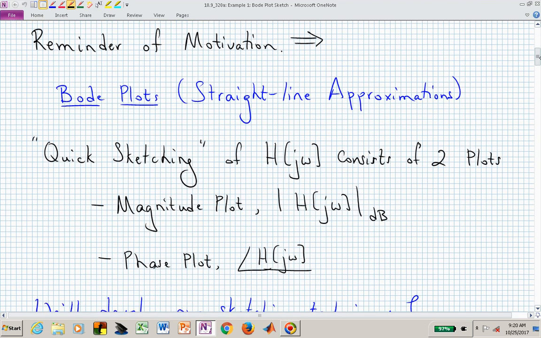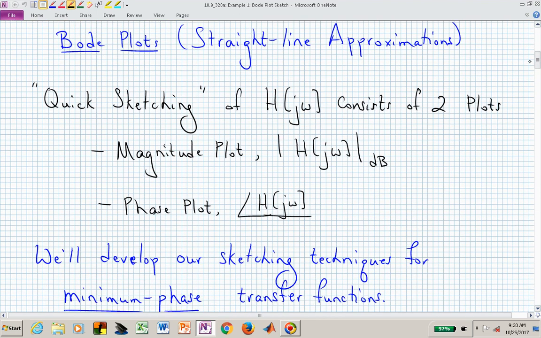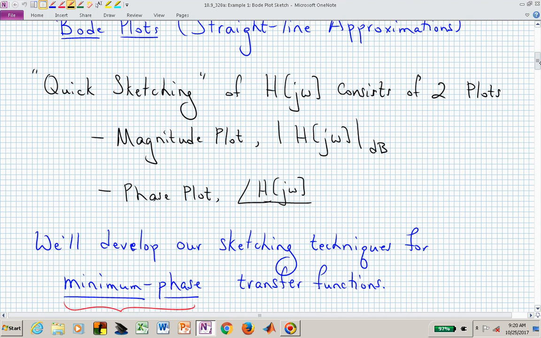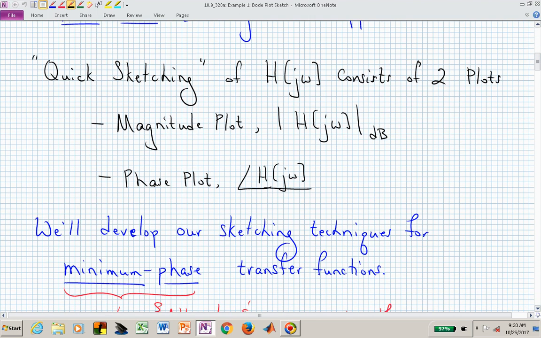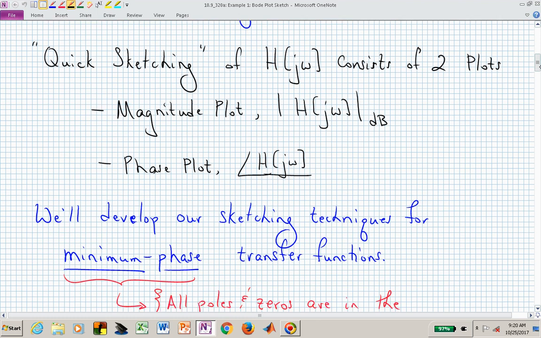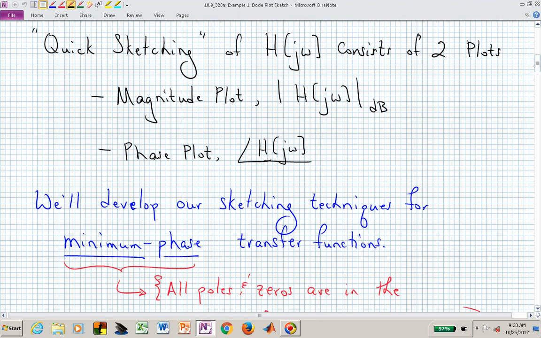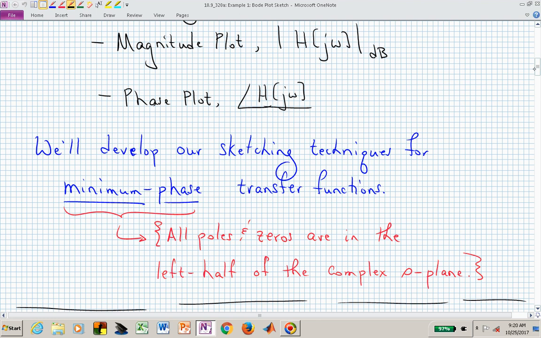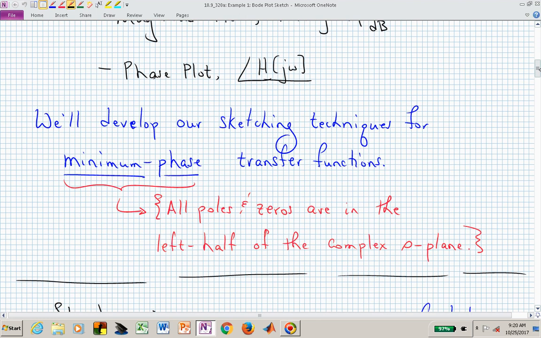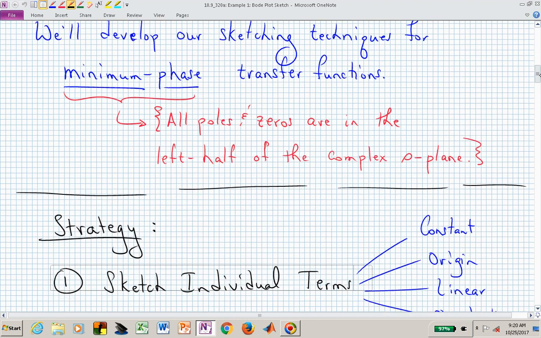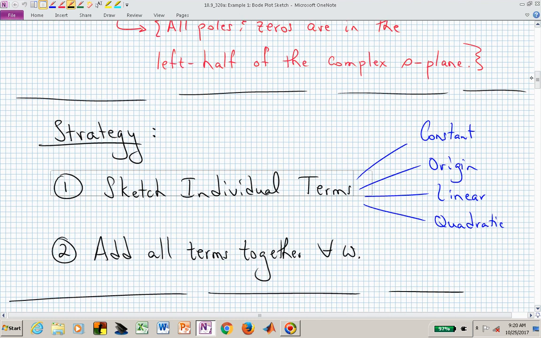Here's just the reminder. We're doing Bode plots. That says then that we have two different plots, a magnitude plot and a phase plot, both on this semi-log paper, where we now have frequency as our independent variable, and it's actually log of omega. And we're doing all of these assuming that we have minimum phase transfer functions, or all of the poles and all of our zeros are in the left half of the complex plane.